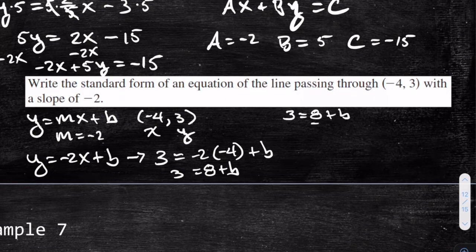And we're going to subtract 8 from both sides. I've got 3 minus 8, that's negative 5. And that's equal to b. So I can rewrite y equals negative 2x minus 5.